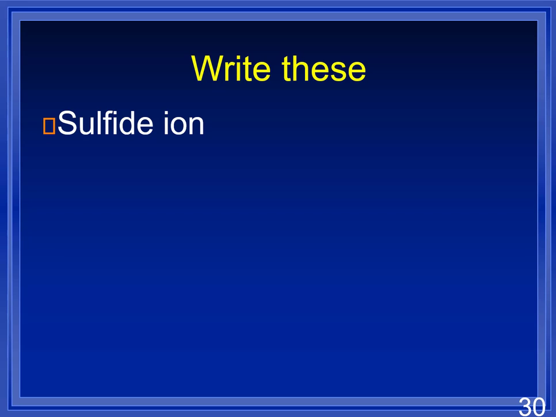What would the formula for the sulfide ion be? Okay, so sulfur is S. It's in group 6A, so I know its charge is 2 negative, right? So S 2 negative. The phosphide ion.